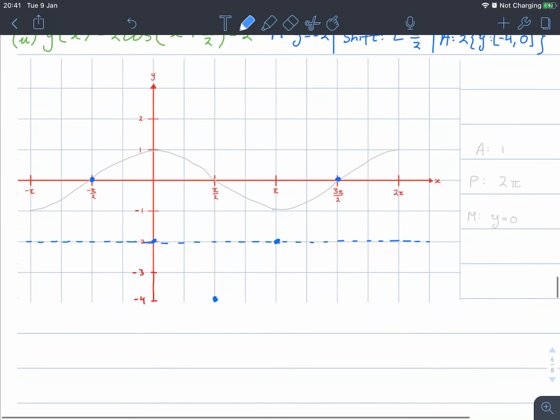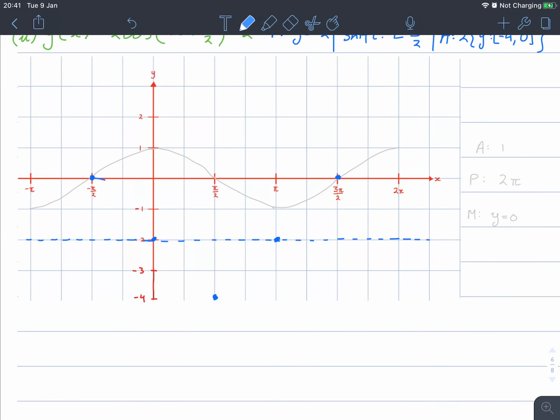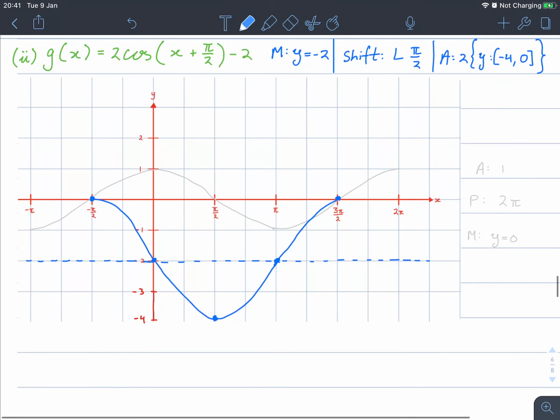So using these key points, these critical points, we can sketch a graph that looks like so. Even though it's a sketch, we should draw it as neatly as we can. That is one cycle, but because the question asks us to graph it from negative pi to 2 pi, this cycle will continue. We can just follow along the pattern, like so.